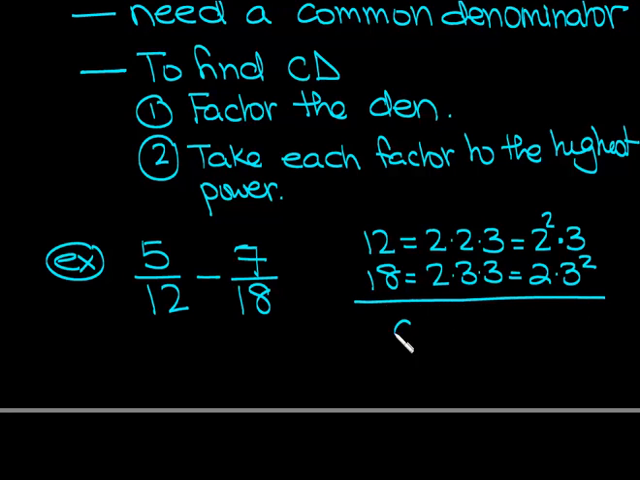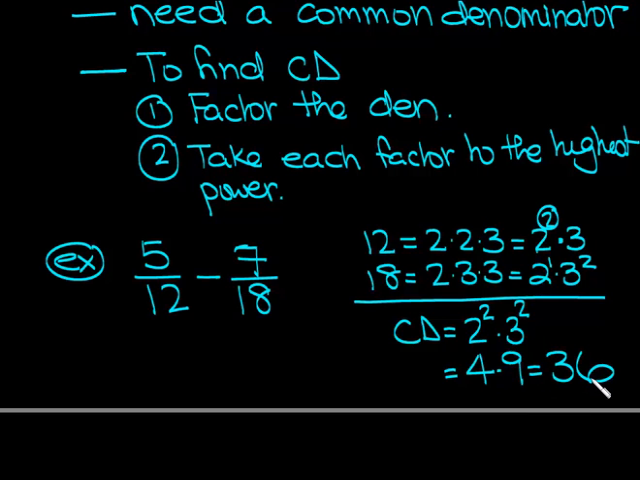So what is my common denominator then? What did I say? Take each factor. I have two factors, 2 and 3. So take each factor to the highest power. The highest power of 2 is 2, here and 1. So the highest power is 2. And the highest power of 3 is 2. So my common denominator is 2 squared, which is 4, times 3 squared, which is 9. So my common denominator is 36.